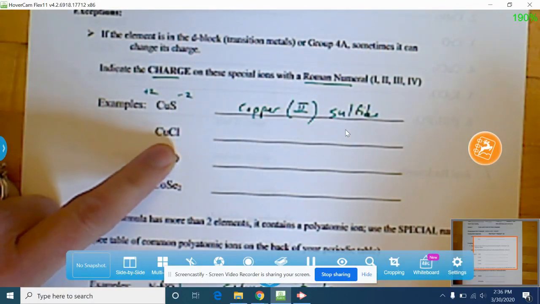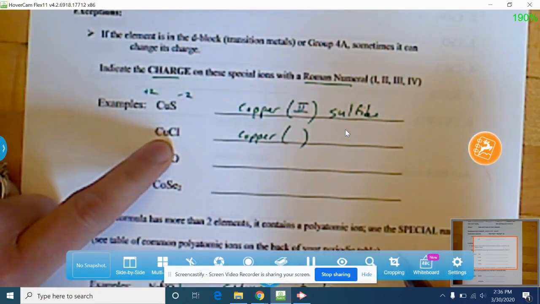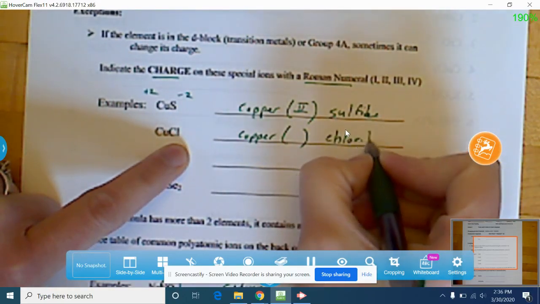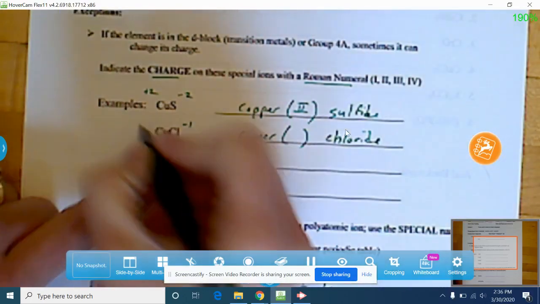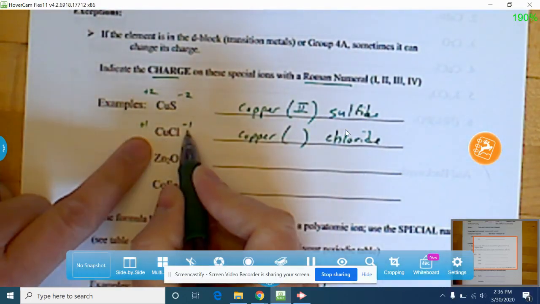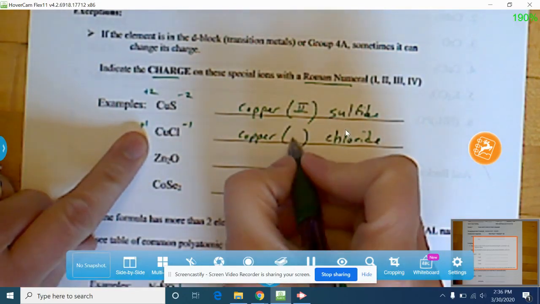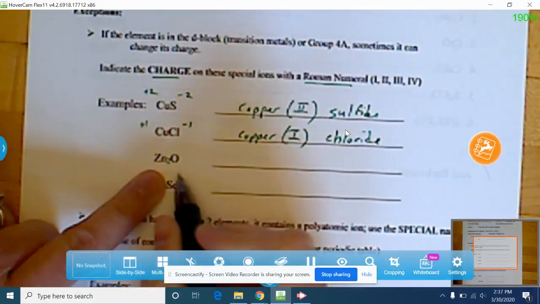Next one, similarly, copper, it's in the D block, so leave space for the parentheses. Cl becomes chloride. Cl has a charge of -1, so copper has to balance it out with a charge of +1 because it has to be balanced. So if copper's charge here is +1, that gives it a Roman numeral 1 in the parentheses.